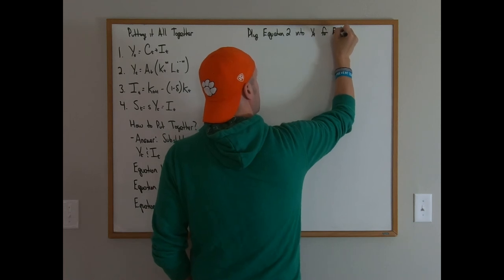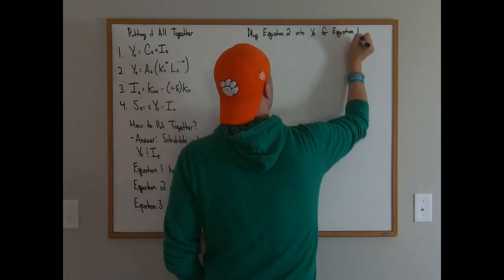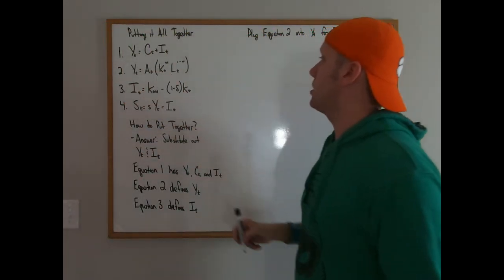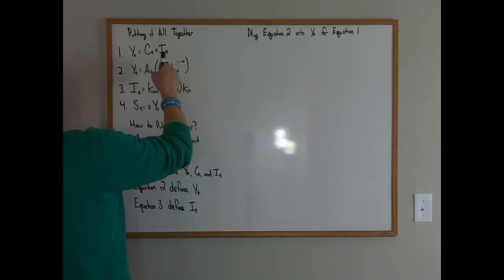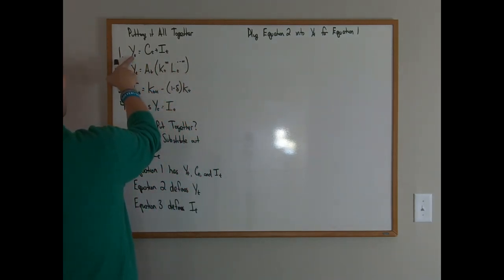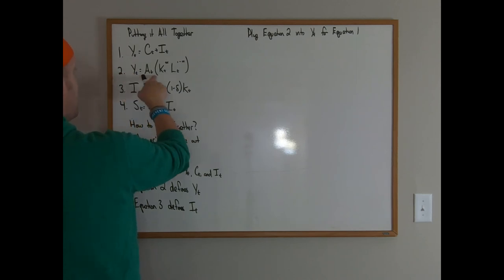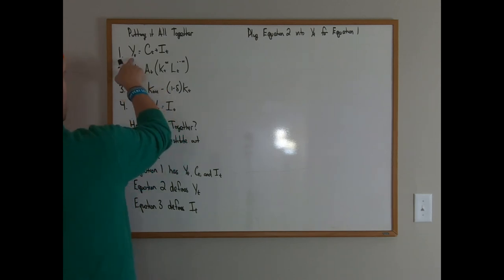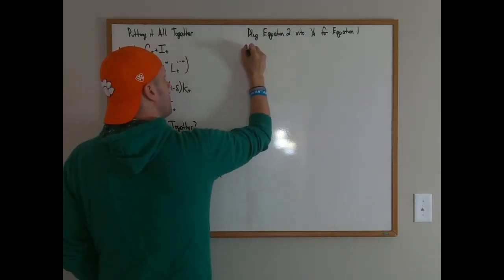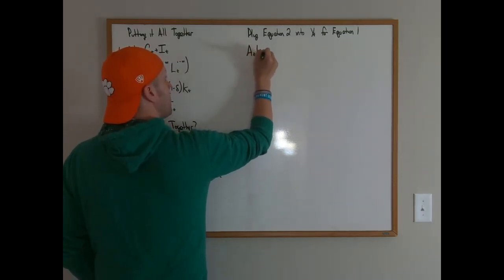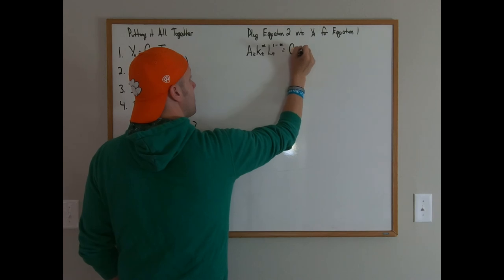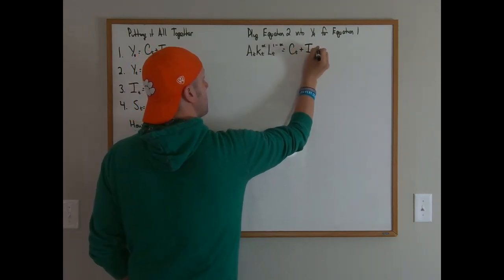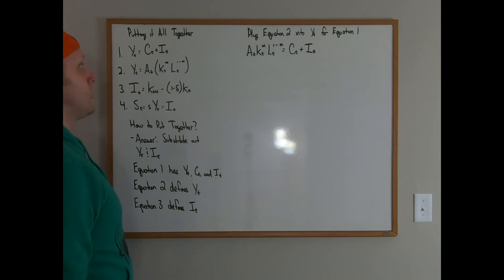So we're going to plug equation 2 into Y_T for equation 1. All right, Y_T is equal to A times K to the alpha times L to the 1 minus alpha, but I've got Y here. So if Y and Y are the same, Y is equal to that, and plug that in there. So I substituted out Y_T.